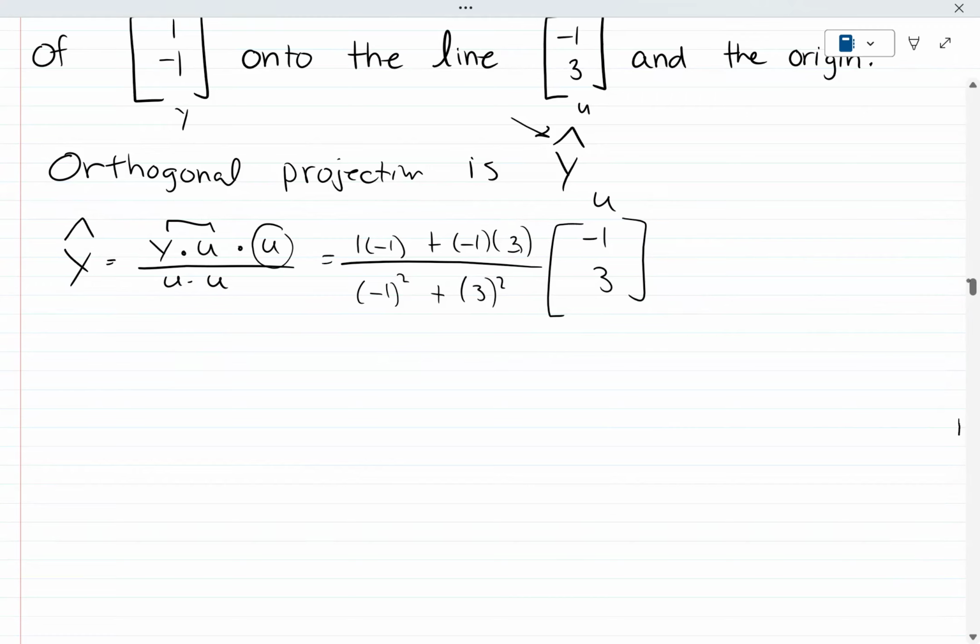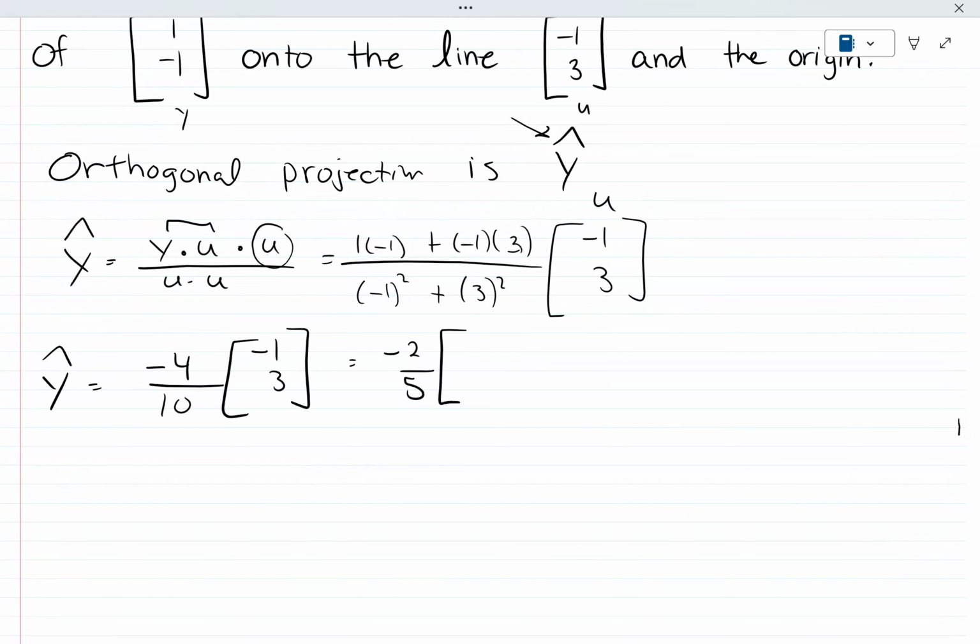Okay. So if we clean it up a bit, we know it's going to be y hat equals, if you clean this up, -4 on the top, and then on the bottom, it gives you 10. We still have to multiply it by vector u, which is -1 and 3, right? And -4/10 can be reduced by 2, so that's -2/5 times -1 and 3. And then when you multiply that out, you get 2/5 and -6/5, right?